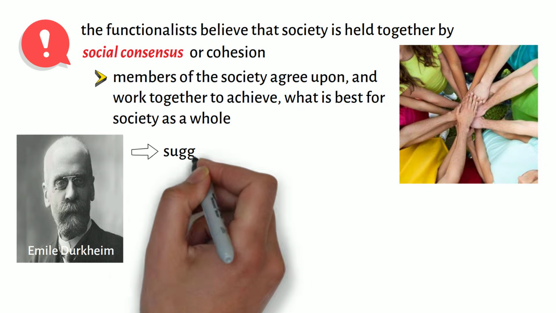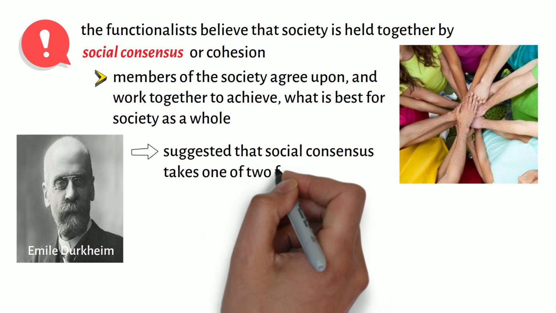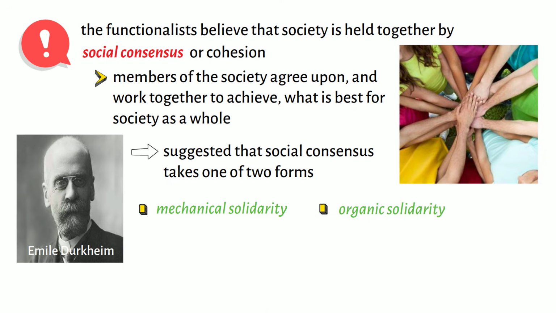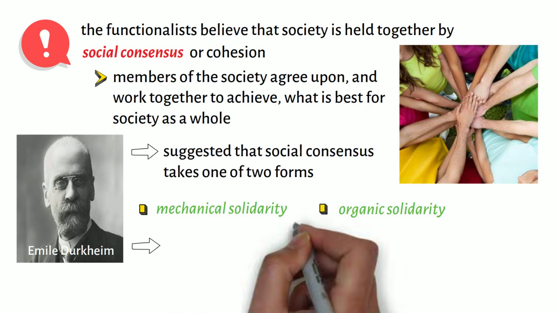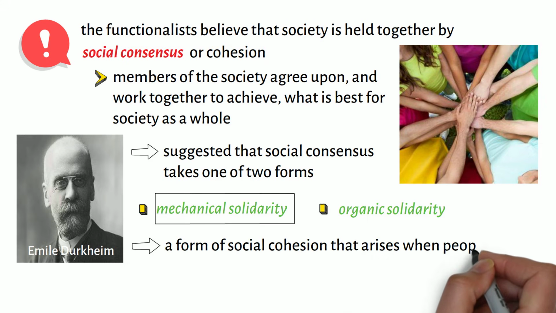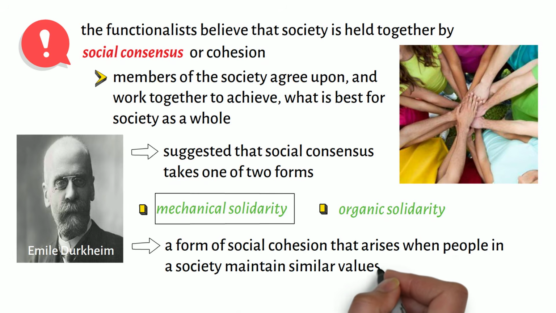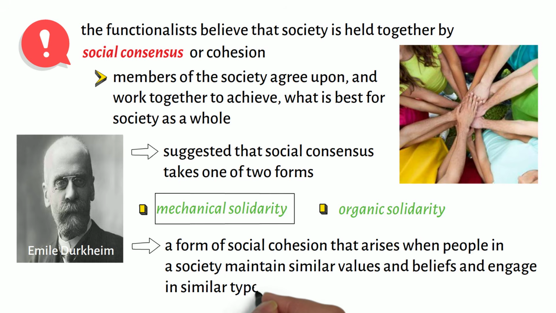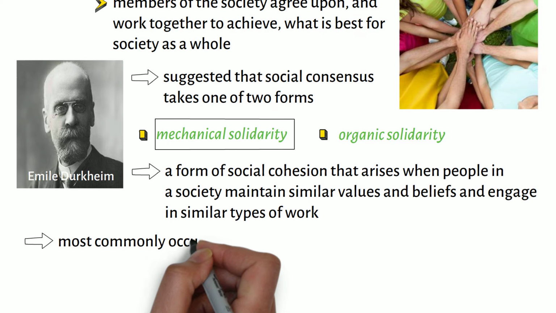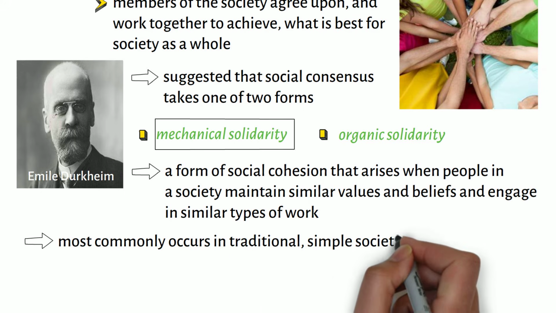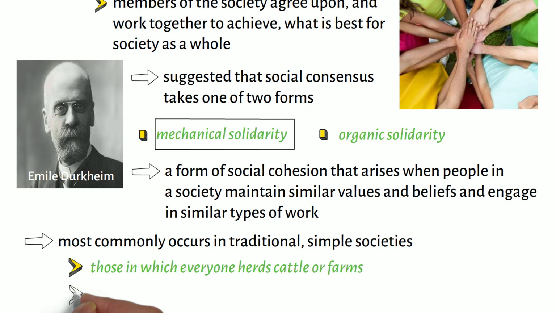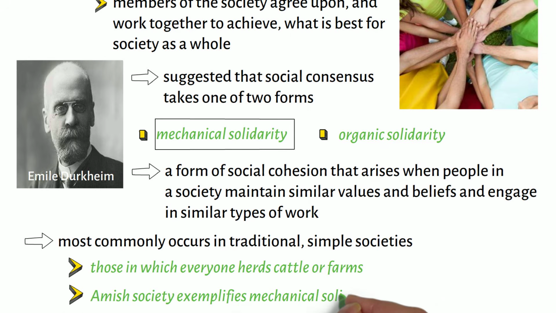Emile Durkheim suggested that social consensus takes one of two forms, namely, mechanical solidarity and organic solidarity. On the one hand, mechanical solidarity is a form of social cohesion that arises when people in a society maintain similar values and beliefs and engage in similar types of work. Mechanical solidarity most commonly occurs in traditional, simple societies such as those in which everyone herds cattle or farms. Amish society exemplifies mechanical solidarity.